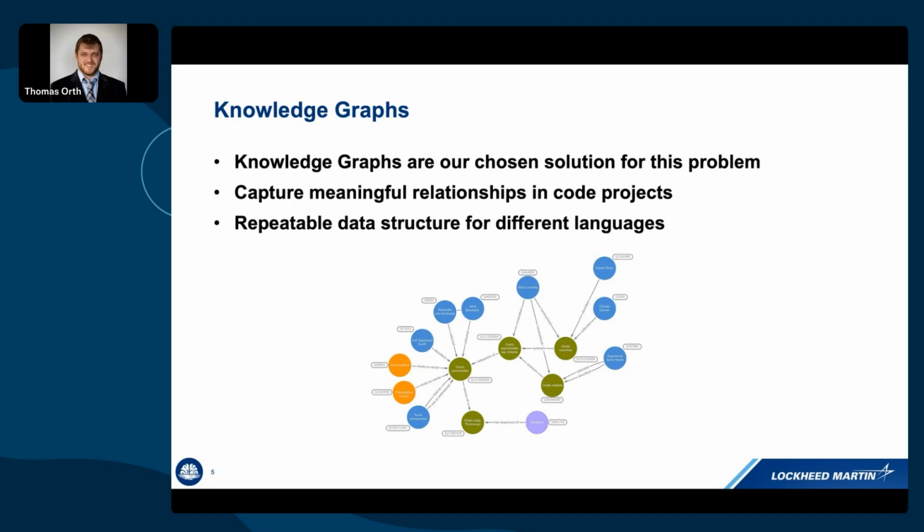By using a knowledge graph to solve this problem, we can capture meaningful relationships within code projects and relate different nodes, which are code files within your project, to have the relationships that an LLM needs in order to document your code base. The cool part is, with a knowledge graph, it's a repeatable data structure across different languages. So you're not creating a bespoke solution for something like Java and needing a different bespoke solution for Python. It's repeatable and scalable.